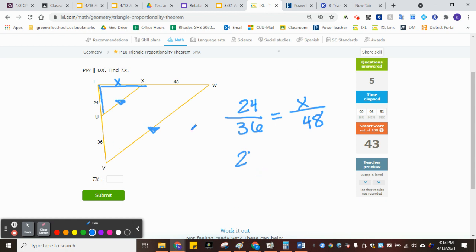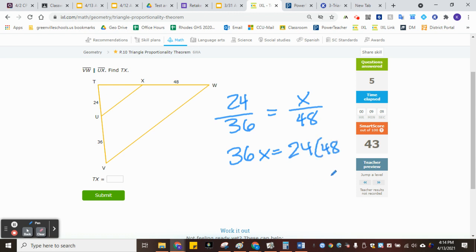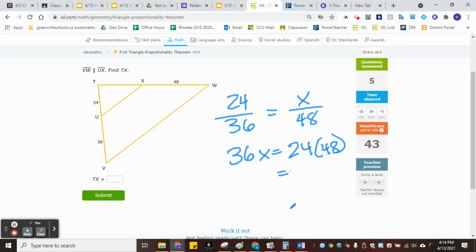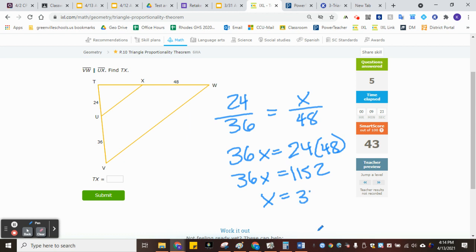I've been trying to do it in the same order. No. 24 over 36 has to equal x over 48. So 36x equals 24 times 48. 1152. Divide by 36. You get 32. So you don't even have to always write all the letters out, only if it helps you.